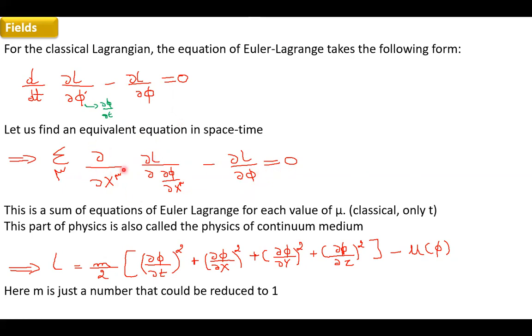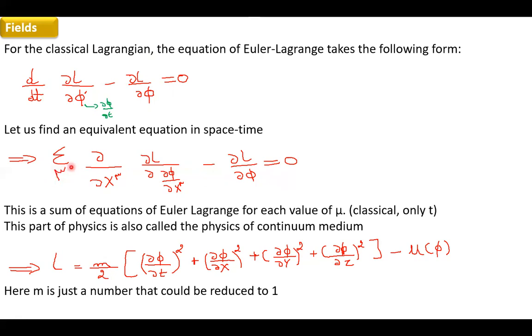So here it's a sum over mu. You begin with t: del over del t of del L over del (del phi over del t), minus del L over del phi, plus x: del over del x of del L over del (del phi over del x), minus del L over del phi, plus the equation along y, the equation along z, and the entire sum is equal to 0. So it's actually a sum of 4 equations, one for each mu.